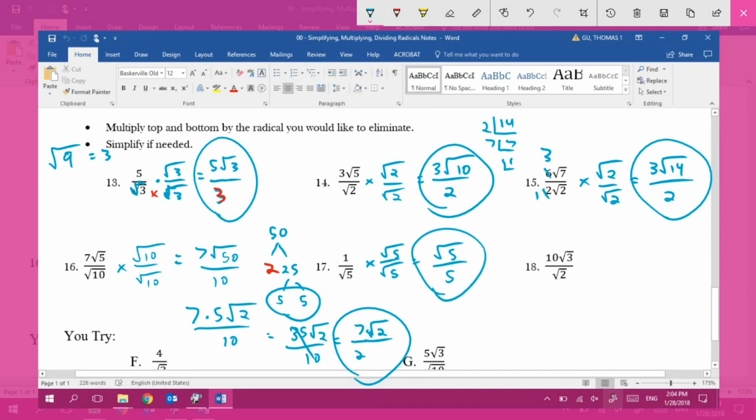And the very last one, number 18. Multiply top and bottom by square root of 2. That's going to be 10 square roots of 6 over 2. But 10 over 2 can be simplified, so I'm going to chop those down by 2. What's 10 divided by 2? That's 5. And what's 2 divided by 2? That's 1. Square roots of 6. Do I need to write this 1? No, so my answer is just 5 square roots of 6.